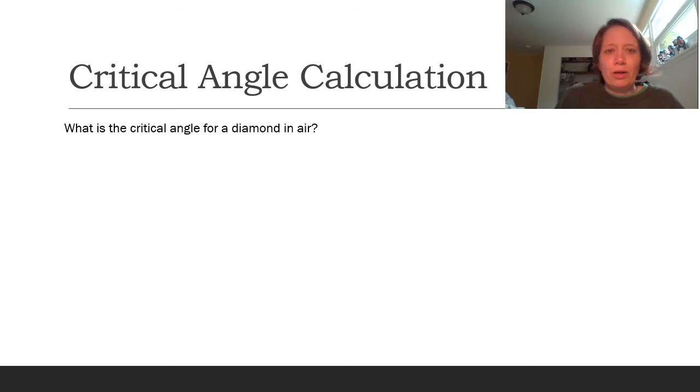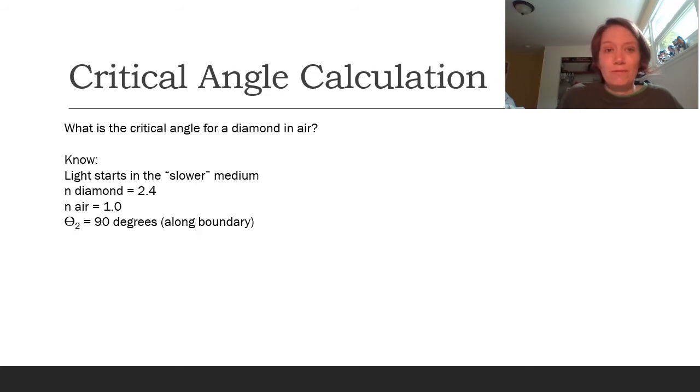Quick little sample critical angle calculation. What is the critical angle for a diamond in air? So remember that diamond is the slowest material. So this would really make a good fiber optic cable if it wasn't so expensive and brittle.